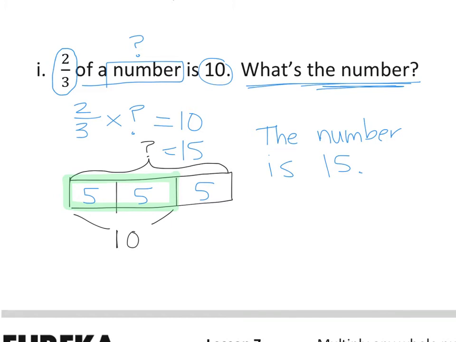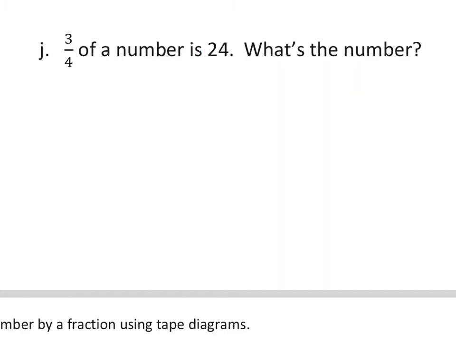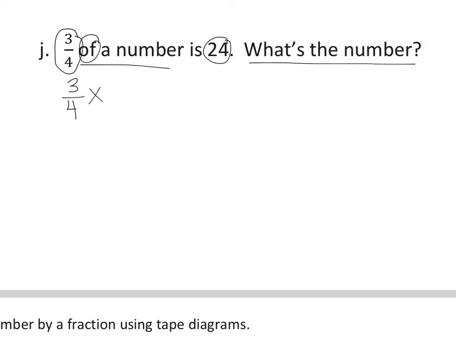Okay, let's go ahead and do 1J. All right, for 1J, same thing, we're working backwards, the puzzle here. It says 3/4 of a number is 24. What is the number? So let's write this out as a problem. Well, 3/4, and then we have the word "of," that means multiply. Of a number, we don't know what that number is, but we do know the answer is 24, since "is" represents equals.